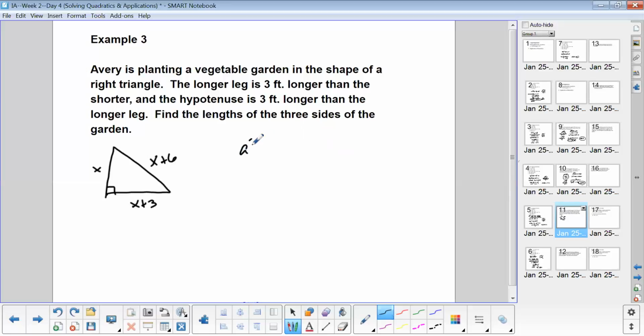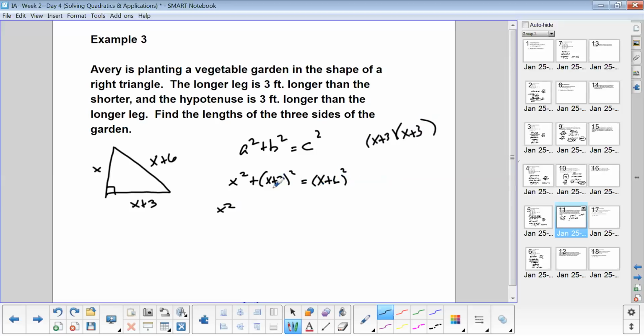Since we're using a right triangle, we're allowed to use the Pythagorean theorem. So a squared plus b squared equals c squared, with the short side, the longer side, and the longest side. So we'll say x squared plus x plus 3 squared is equal to x plus 6 squared. So this will be x squared, and then multiplying this out, remember this is an x plus 3 quantity squared, so it's x plus 3 times x plus 3.